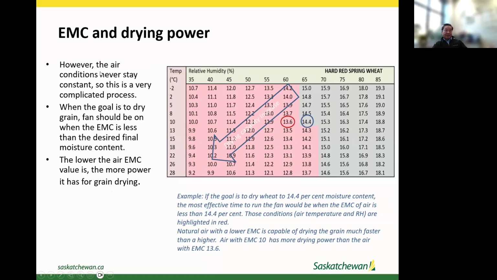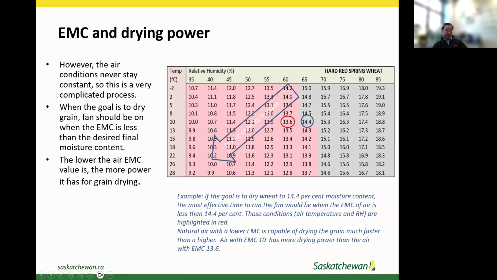In nature, it's really hard to find air conditions that stay constant. They never stay constant; they change constantly. So this is a very complicated process, but it really doesn't affect our understanding or our operation to dry the grain. When the goal is to dry the grain, the fan should be on when the EMC is less than the desired final moisture content of the grain.